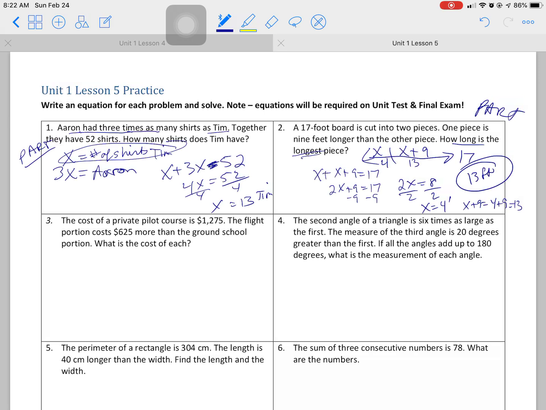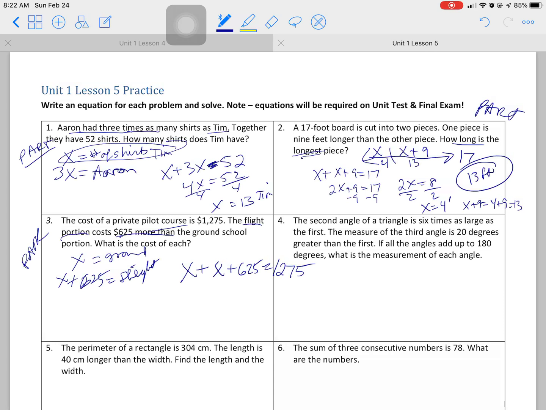All right, the cost of a pilot course is that. The flight portion costs more than this. So that's a part problem. So that means something's X and something is X plus 625. X plus 625 is 1275. All right. What cost? Let's see. We have a course. The flight portion costs more than the ground. So the ground is X, and this is the flight.